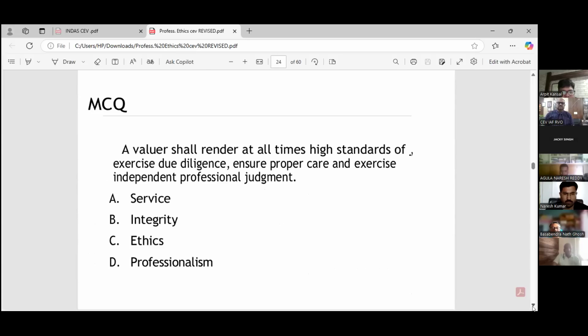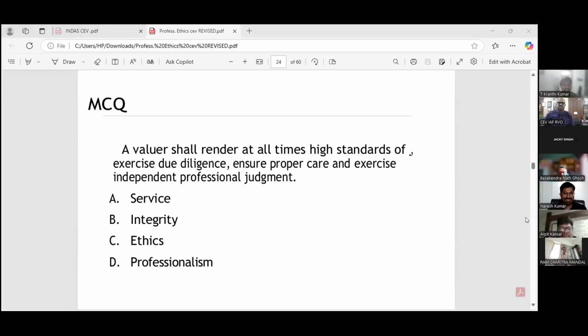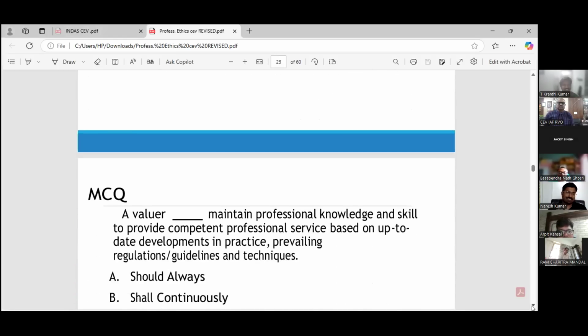A valuer shall render at all times a high standard of service, exercise due diligence, ensure proper care, and exercise independent professional judgment. Not ethics, not professionalism: high standard of integrity. That is why I said word by word you have to recall, otherwise you'll be stuck in the exam.